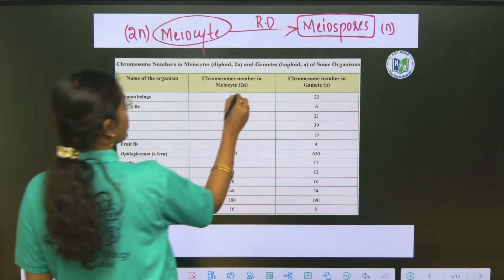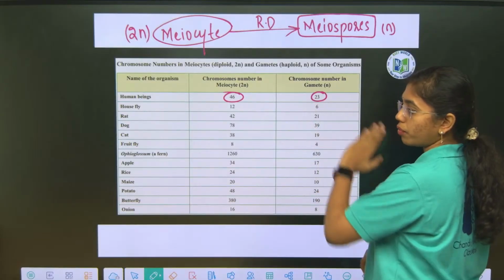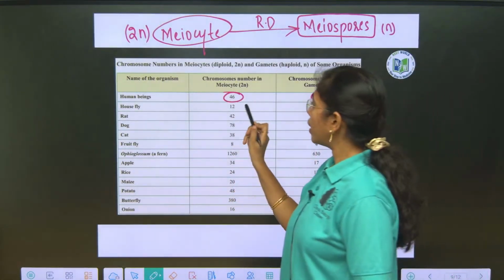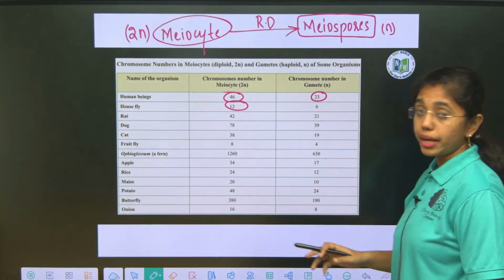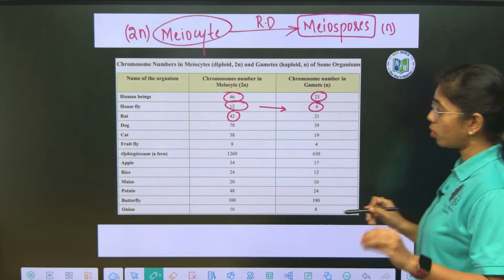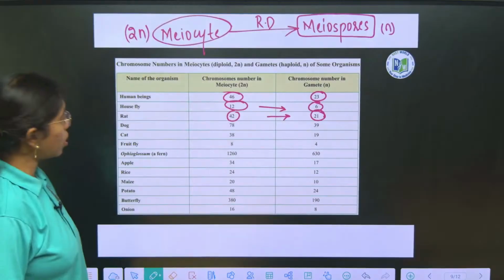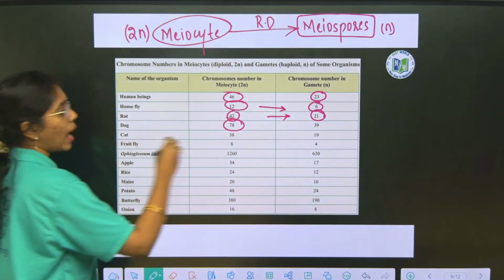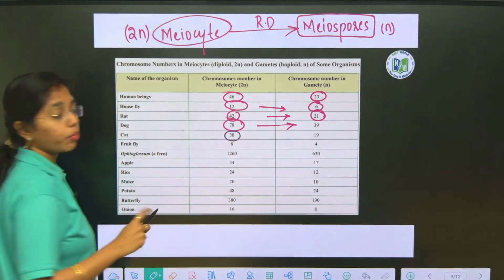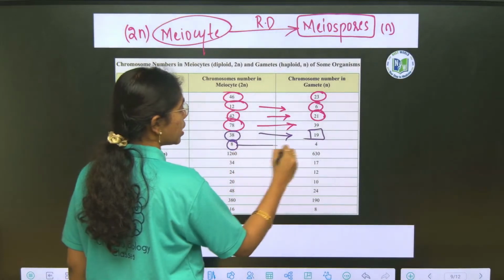Here, the human chromosome number is of course diploid, and the haploid set of chromosomes will have 23, just half the number of chromosomes. Next, housefly: 12 is the complete set of chromosomes, and the haploid set will be 6. Next, rat: 42 chromosomes in the diploid condition, and half the set is 21. Dog in a diploid set has 78 chromosomes and the haploid set is 39. Cat has 38 chromosomes in the diploid set, haploid set 19. Fruit fly has 8 chromosomes in the diploid set, haploid set 4.